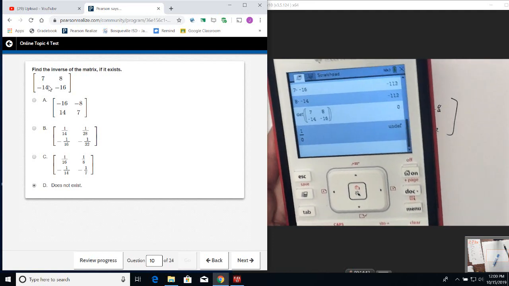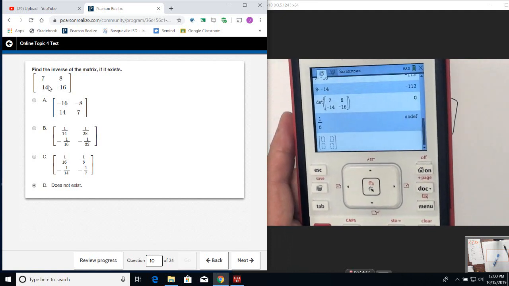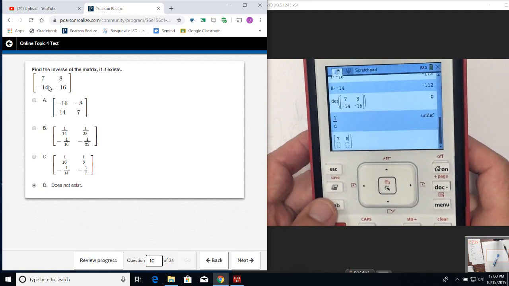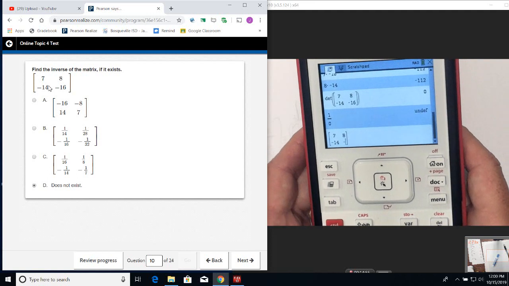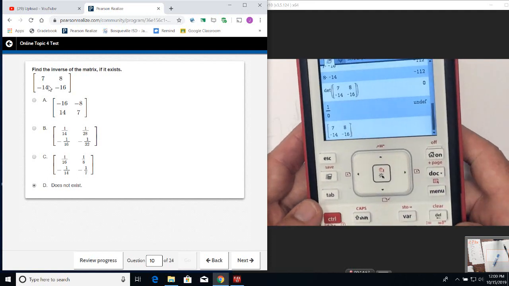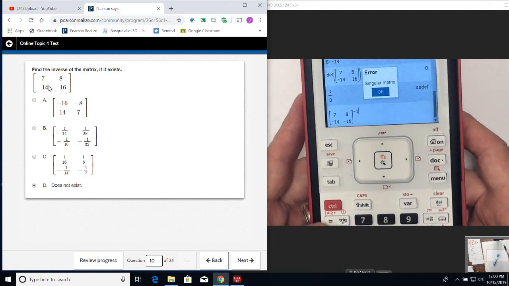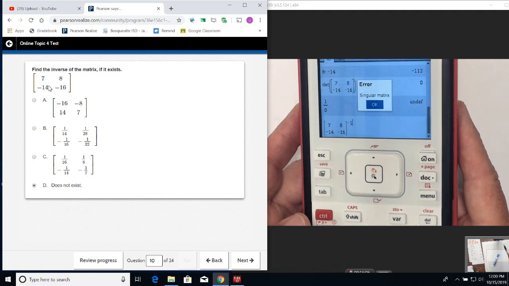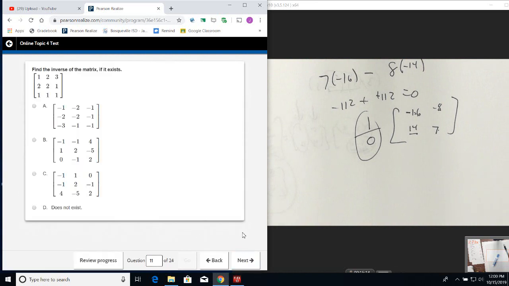Now, I could have also found that it would have been undefined as well by just going to enter your 2 by 2 matrix and find the inverse of it. How do you find the inverse of this 2 by 2 matrix? You could have just gone 7, 8, negative 14, and then entered a negative 16, and then raise it all to the what power to find the inverse? Negative 1. And then it says error, singular matrix. What does that mean? It has no inverse. There is no inverse to that. Okay? Let's go to the next problem.